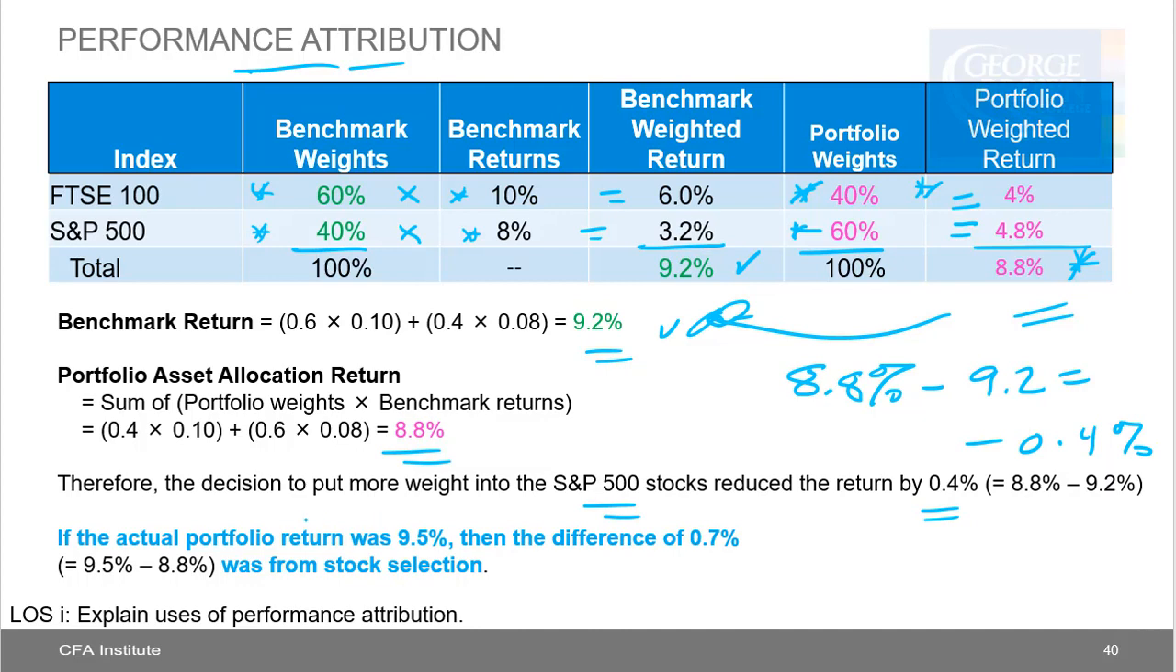Okay, so then what it's saying down here is, if the actual portfolio return was 9.5%, let's say that it's not 8.8, it's 9.5, then there must have been another factor attributing to the difference. So 9.5 minus 8.8 gives you 0.7%. Oh, that must come from stock selection. Okay, that would explain the difference. Here's explaining the difference based on the allocation versus the benchmark. And if there is further difference, well, then it has to come from the stock selection.